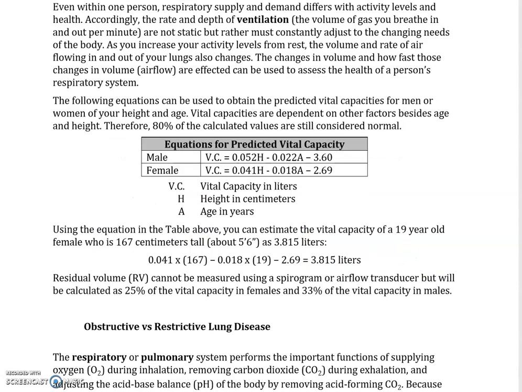And here we have the equations for how you predict vital capacity. You can follow exactly these formulas to estimate your vital capacity. If you're male, then your vital capacity is calculated by taking 0.052 times your height in centimeters. So you need to calculate your height in centimeters.